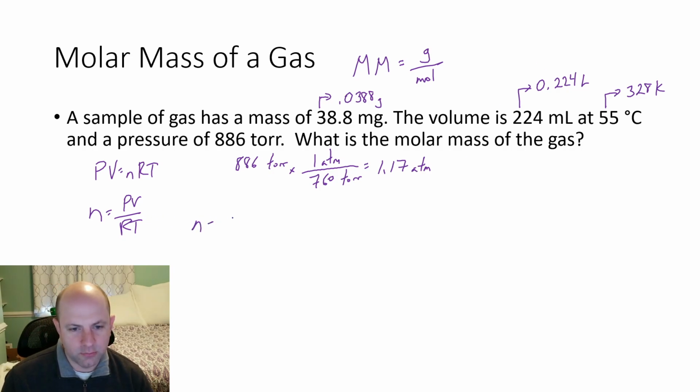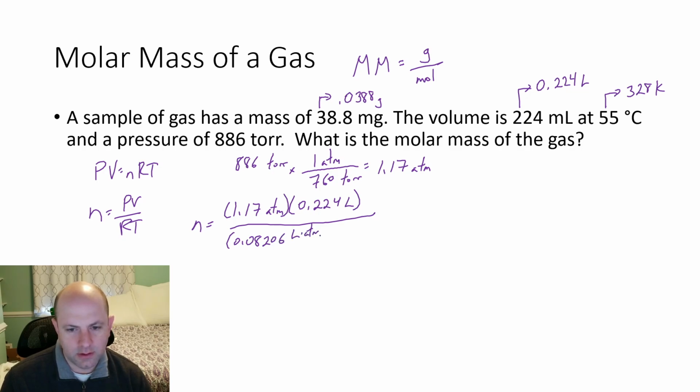All right, now I've got my three numbers, I can plug them in. So I'll get N equals P, which is 1.17 ATM, times volume, so times 0.224 liters, over R, so over 0.08206 liter ATM per mole Kelvin, great. And then temperature 328. All right, and then we've got it all set up.